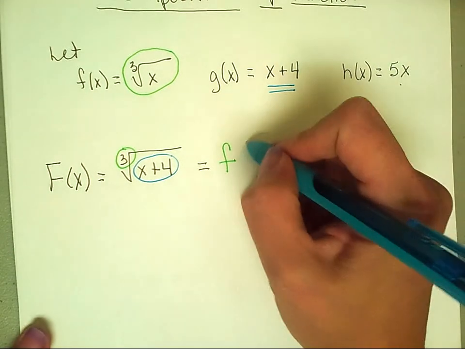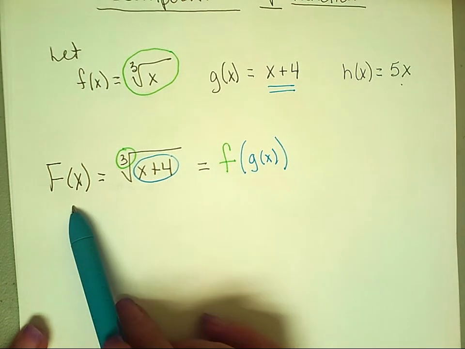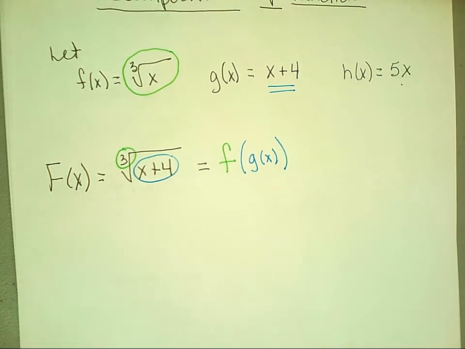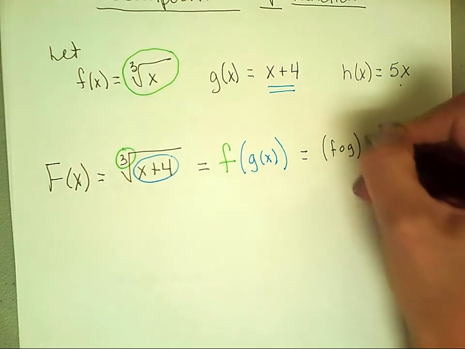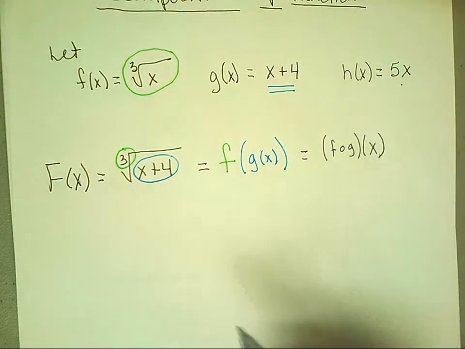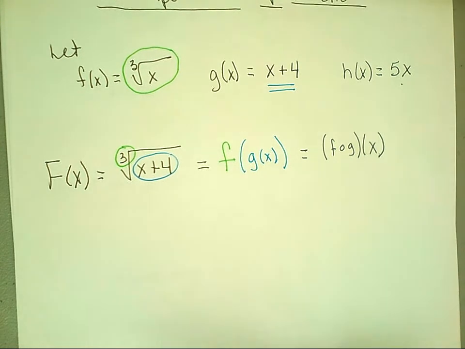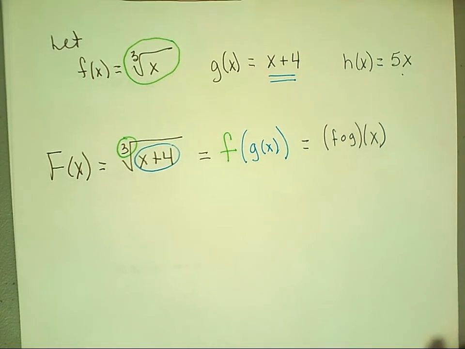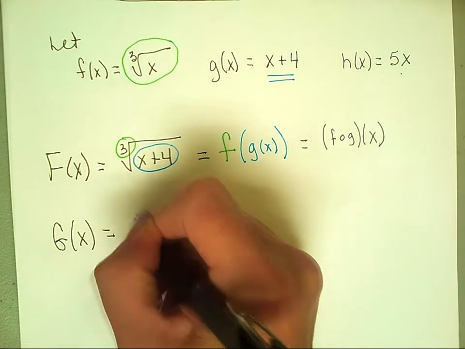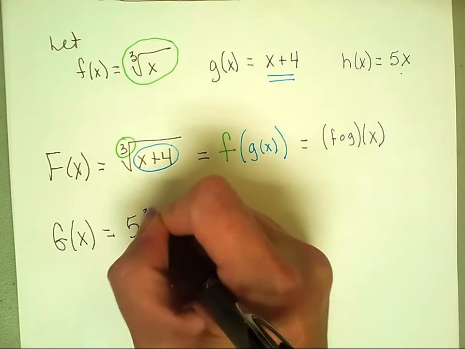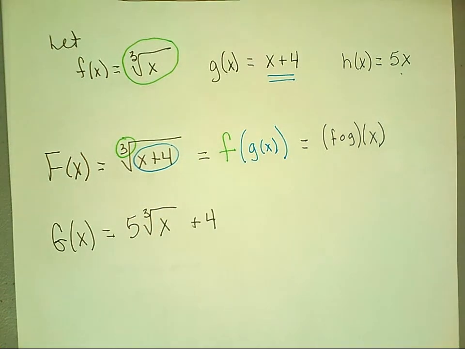So really, if we take f and we compose that with g, that would be our capital function F. And the way we could write that then is f composed with g of x. So I can think about this more complicated function in terms of 2 smaller, simpler functions. Let's try another one. Let's say I had 5 times the cube root of x plus 4.